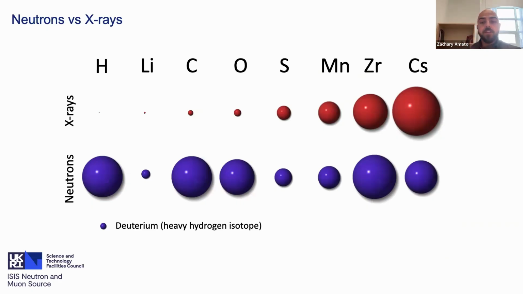And so X-rays are far more sensitive to heavier atoms, as can be seen here, because they have more electrons to scatter off of. Whereas neutrons then have no trend.